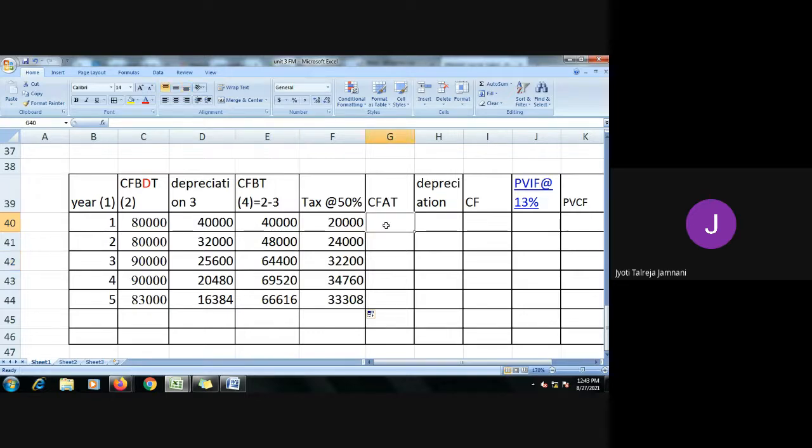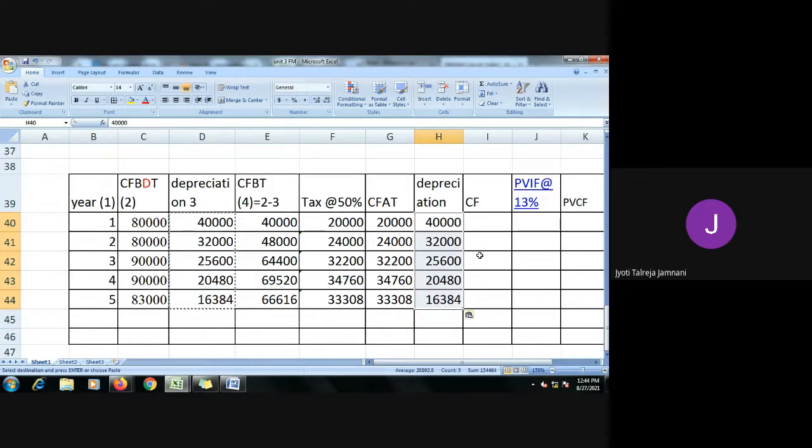Now I have to find cash flow after tax, for which I will do cash flow before tax 40,000 minus tax 20,000. So 40 minus 20, you get 20. Similarly, 48 minus 24, you get 24. 64,600 minus 32,200, you get 32,200. So this is how you will have to minus and find the values for all the 5 years. Now what we do is we again write the depreciation that was given to us, that we calculated.